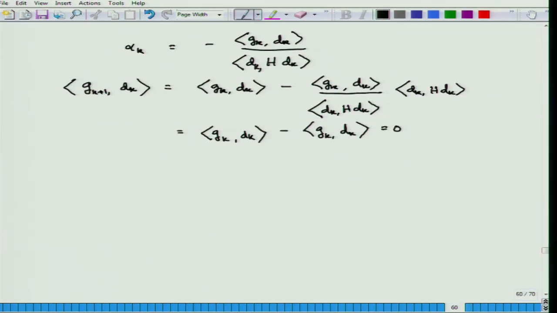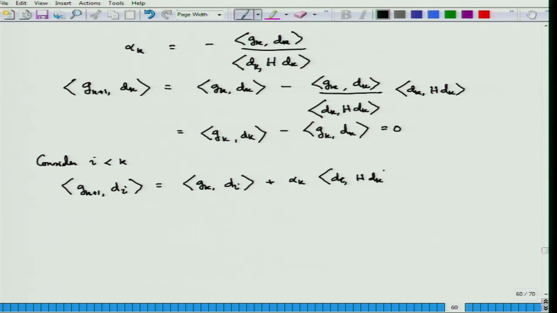Now you have to prove it for anything other than k. Now consider i strictly less than k. Then g_{k+1} d_i is g_k d_i plus alpha_k d_i H d_k. Since i is strictly less than k, i is not equal to k. So, then by the fact that these are conjugate directions, this would become 0, and by the fact that we have already assumed when we started the proof, the other term would also become 0. So, ultimately this proves the fact.